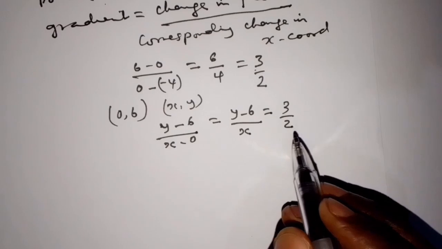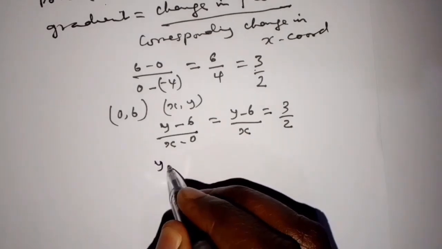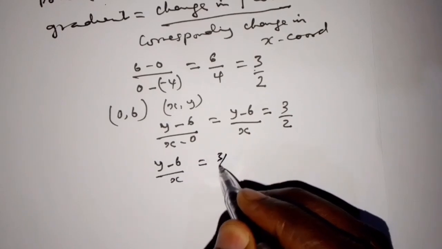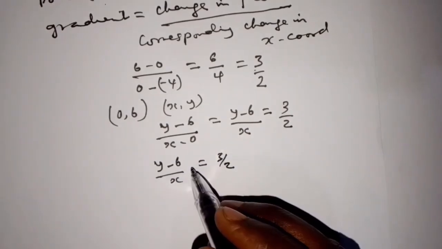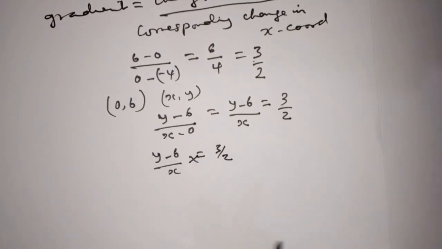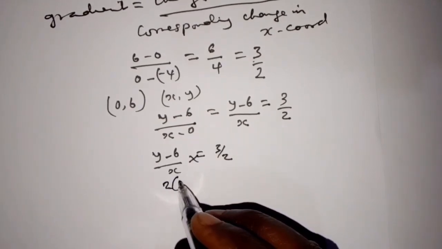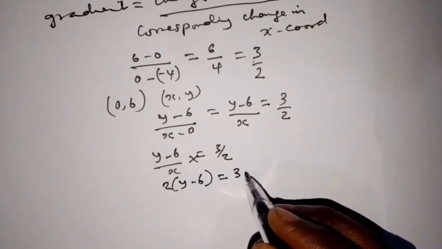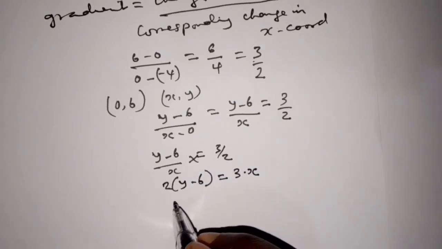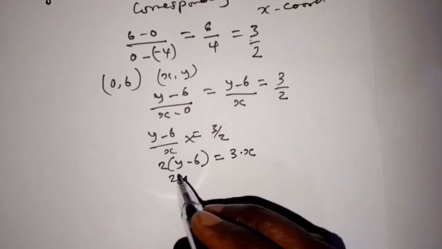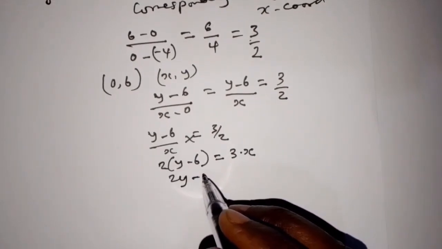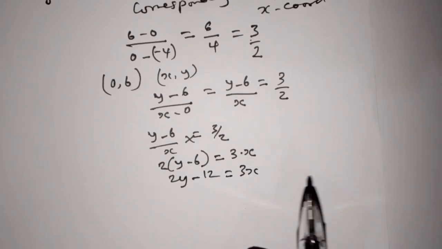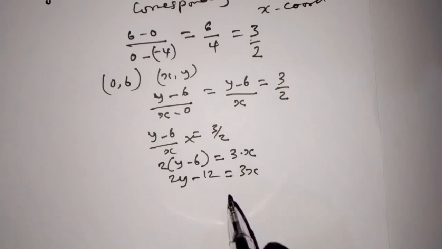So now y minus 6 over x is equal to 3 over 2. We can cross multiply. So this is 2 into y minus 6 is equal to 3 times x, which is 2y minus 12 is equal to 3x.